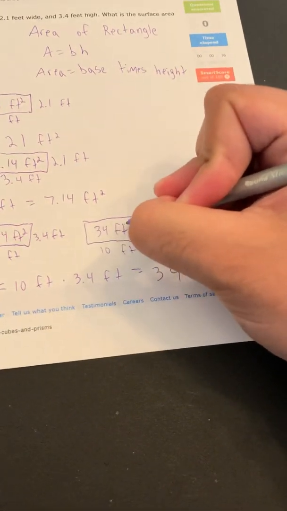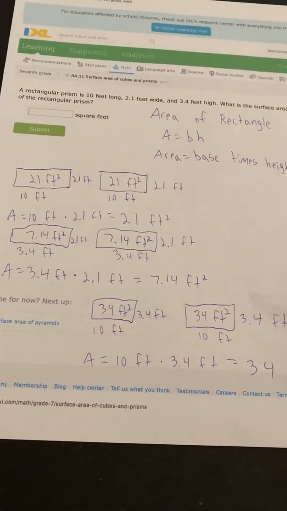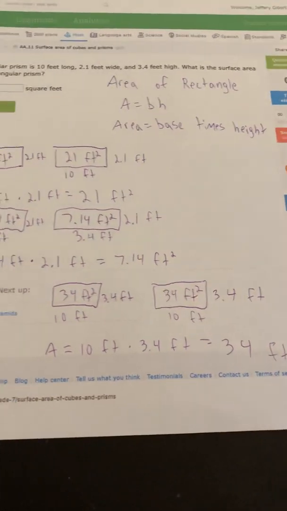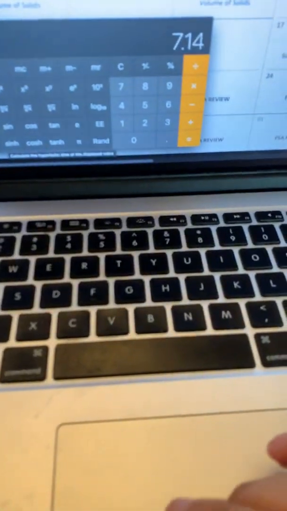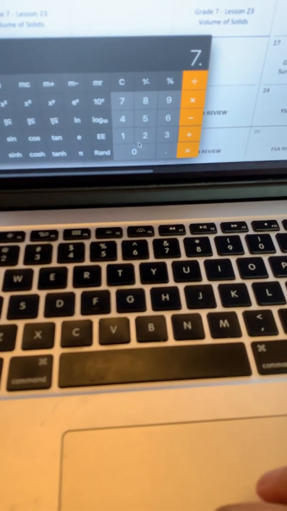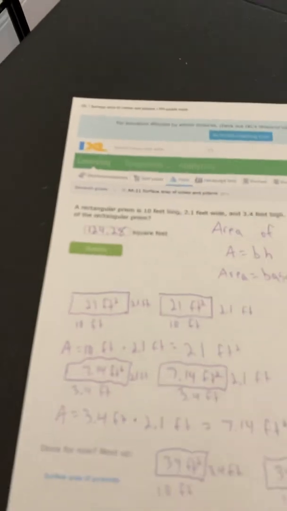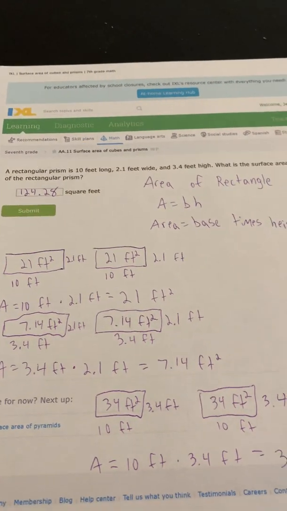All right. And then once you have all 6 of your areas, you just add them up. So 21 plus 21 plus 7.14 plus 7.14 plus 34 plus 34. So let's go ahead and do that. We got 21 plus 21 plus 7.14 plus 7.14 plus 34 plus 34. And that equals 124.28. So 124.28 would be the answer on this one. 124.28 square feet.